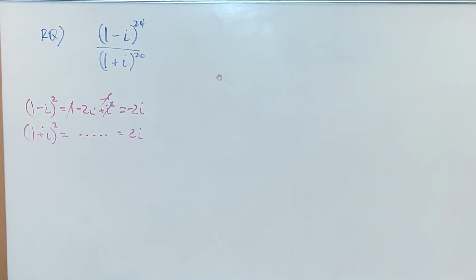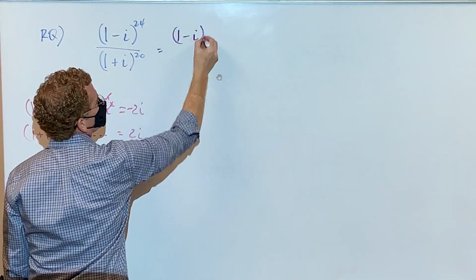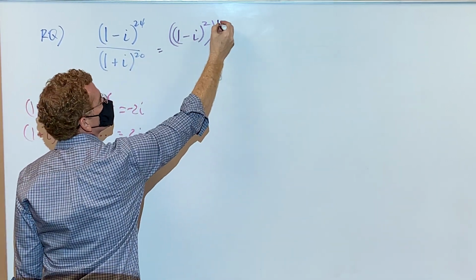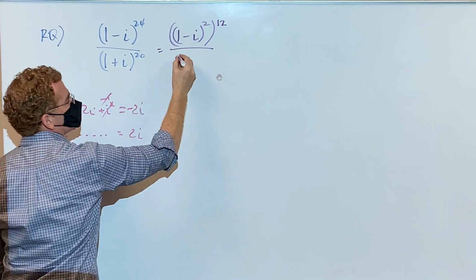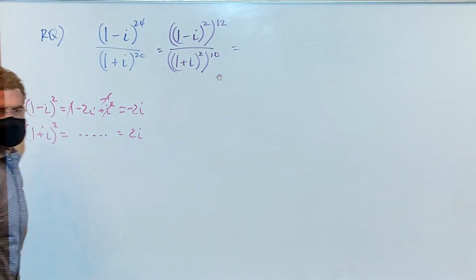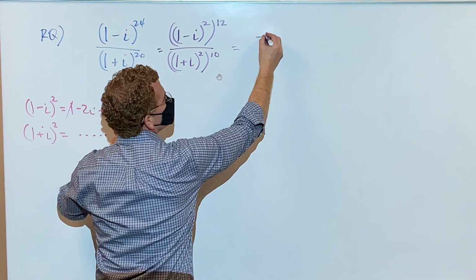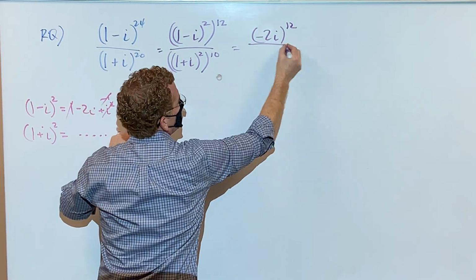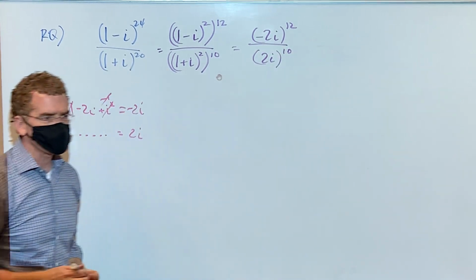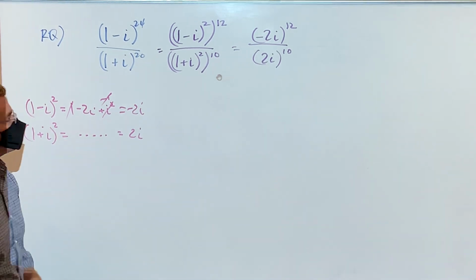So what if I just rewrote 1 minus i to the 24th as 1 minus i squared to the 12th, and then rewrite that as 1 plus i squared to the 10th? Then wouldn't that be the same thing as negative 2i to the 12th, and positive 2i to the 10th? And then I can just do the math. I can literally just square these like they were variables.